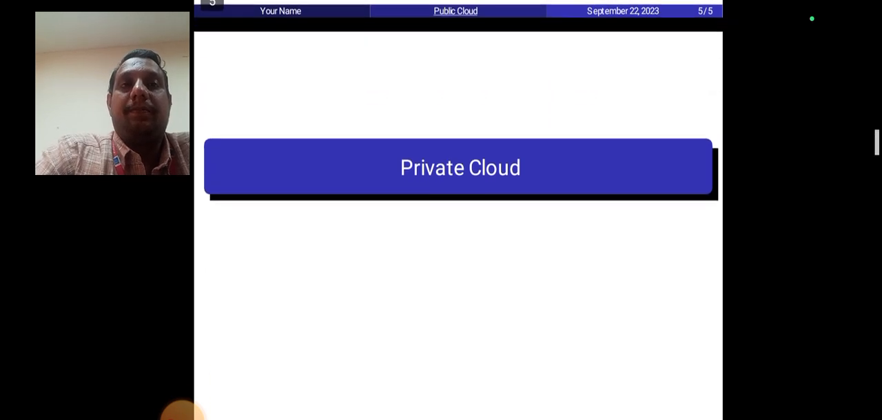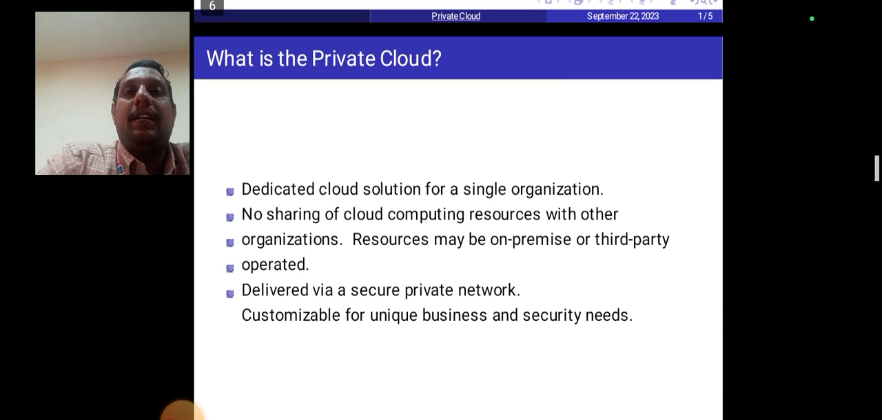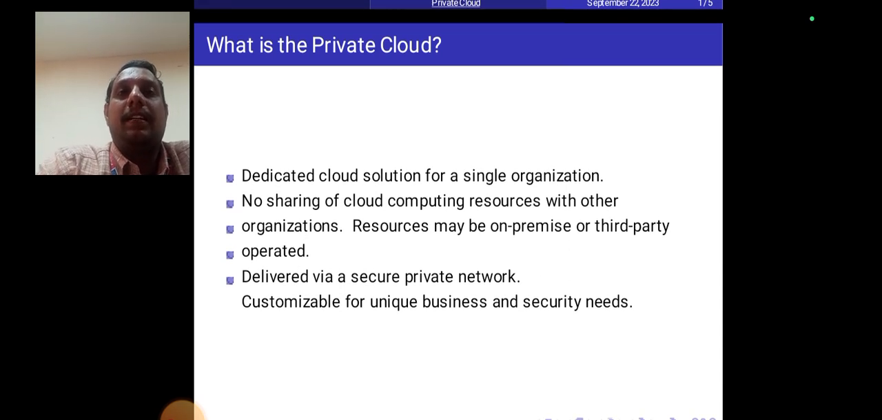Private cloud. So what is a private cloud? A private cloud is a dedicated cloud solution for a single organization. Public cloud is useful for all users at free of cost or low cost. But private cloud is a dedicated cloud solution for a single organization. Here, there is no sharing of cloud computing resources with other organizations. Resources may be on-premise or third-party operated, delivered via secure private network, customizable for unique business and security needs.